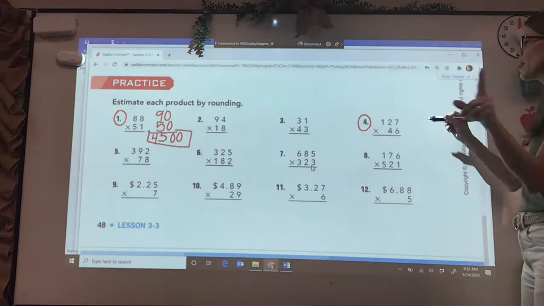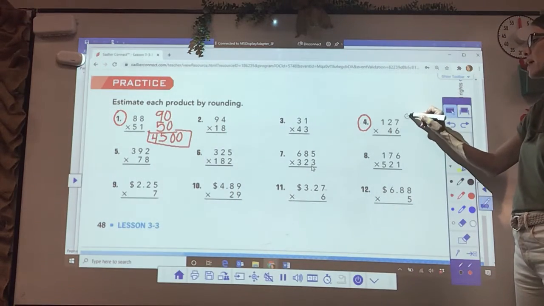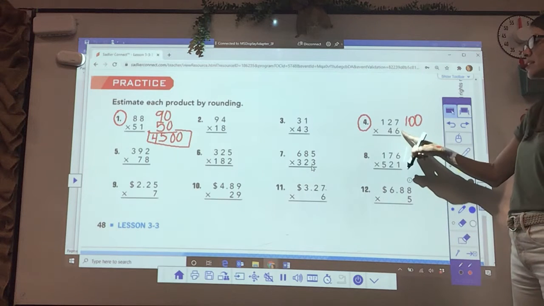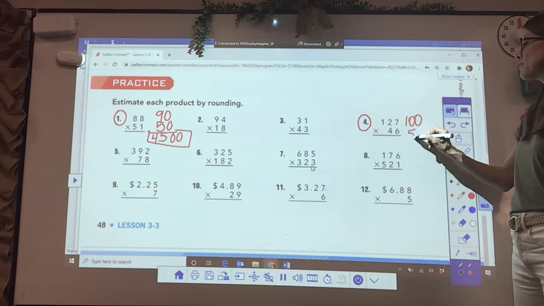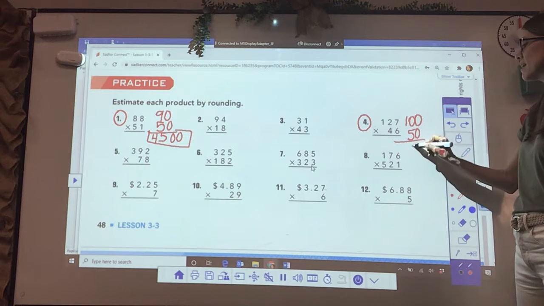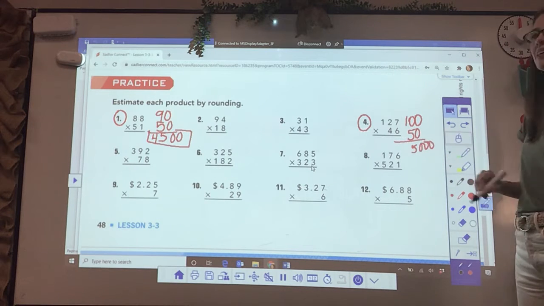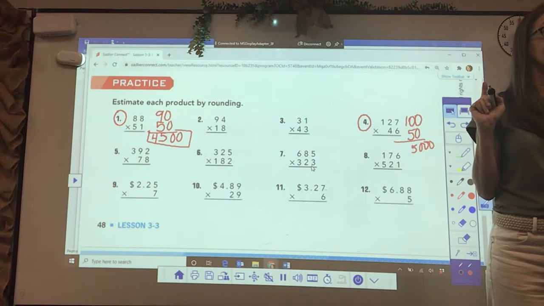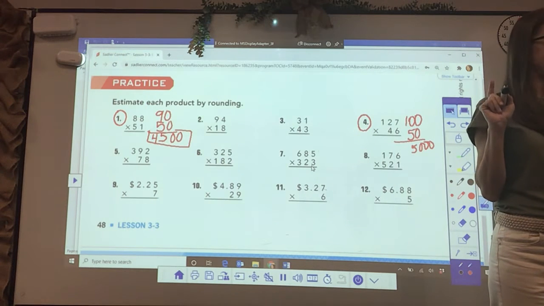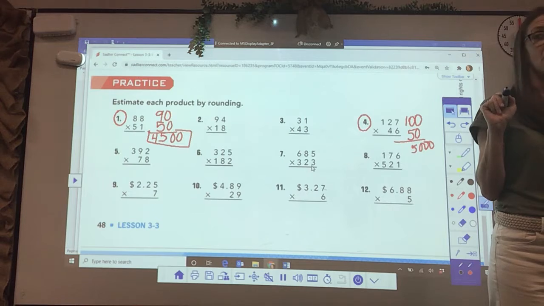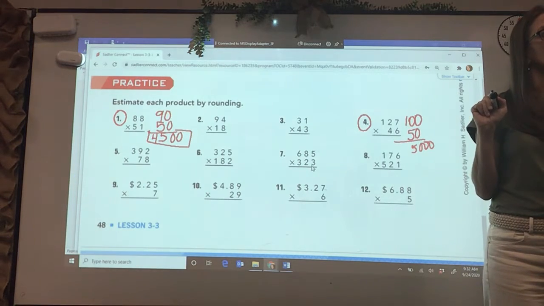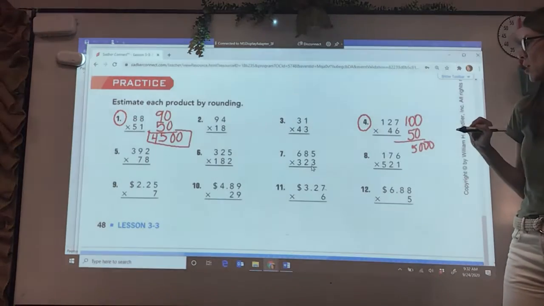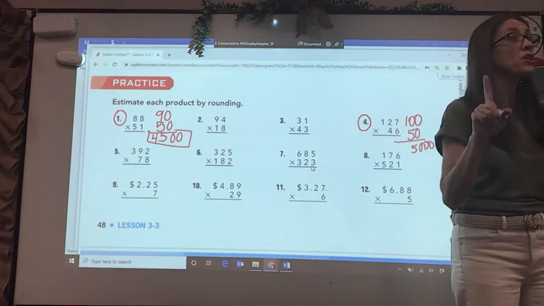All right, see if you got this number. 127 rounds to 100. 46 rounds to 50, and your answer should be 5,000. Anybody get it wrong that has a question about it? I don't know what I did, but I got 6,000.